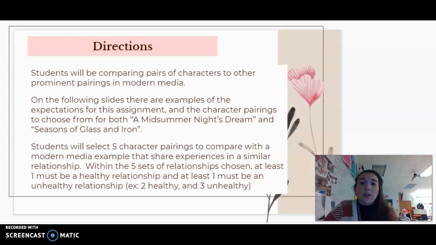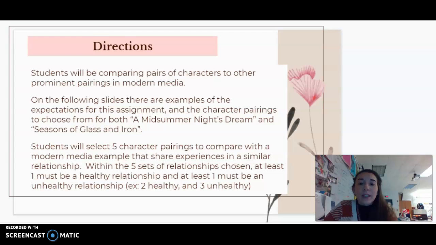On the following slides, there are examples of the expectations for the assignment and the character pairings to choose from for both A Midsummer Night's Dream and Season of Glass and Iron. Students will select 5 character pairings to compare with a modern media example that share experiences in a similar relationship.